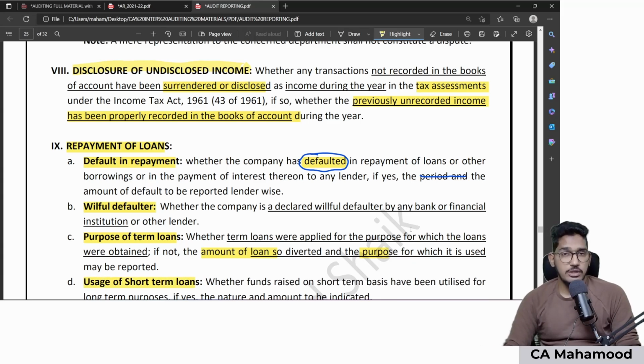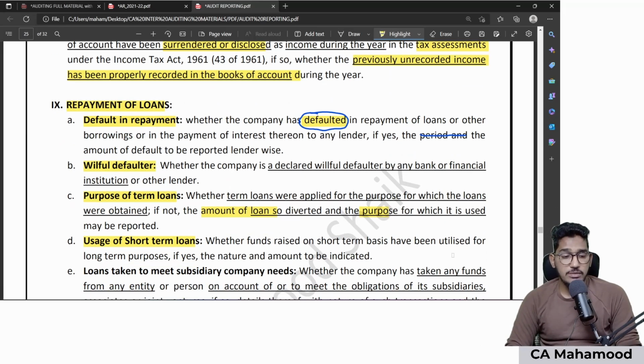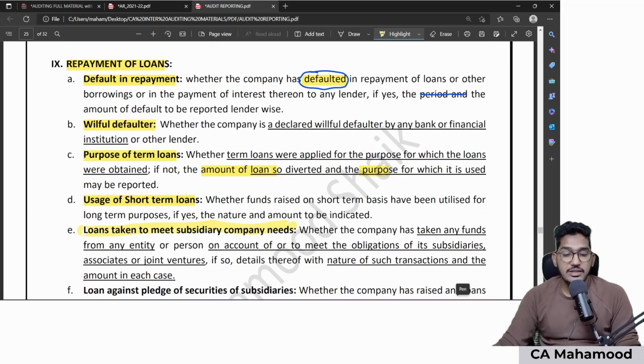Now fourth point is regarding short-term loans. In case your client has taken any short-term loan, whether it is used only for short-term purposes or it has been used for long-term purposes, that I need to check and give a comment. Then whether your client company has taken loan for meeting obligations of your subsidiary, associate, joint venture companies. Your client has taken loan, but not for meeting your client's requirement, but for meeting obligations of subsidiaries, associates, joint ventures. Then I need to report what amount of such loans are taken for meeting obligations of the subsidiary, associate, joint venture, and for what kind of transactions they have spent it, that I need to report.